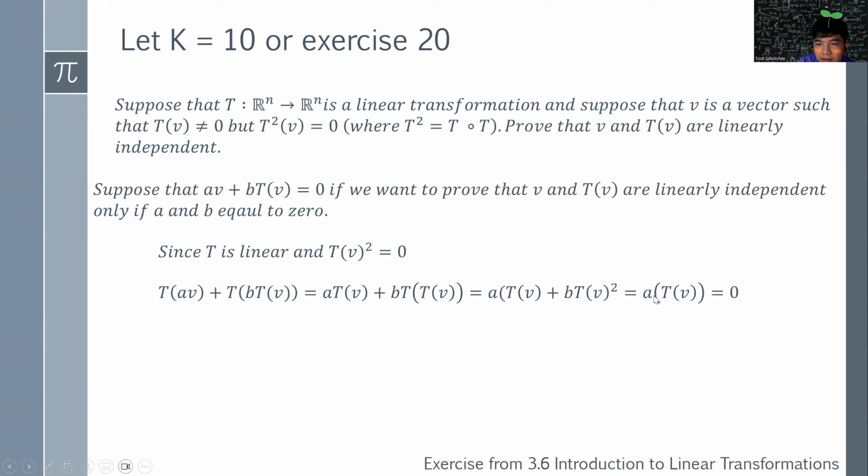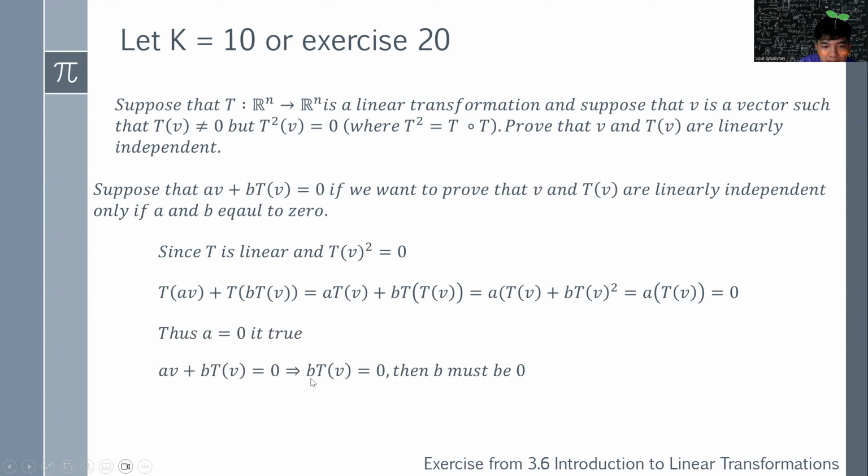And then a times T(v) equals 0. So a equal to 0 is true. Why? Because T(v) does not equal 0. And then we plug it in: since we use this equation, a times v, with a equal to 0, this term vanishes.